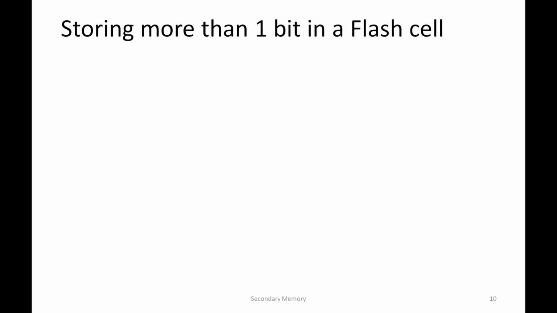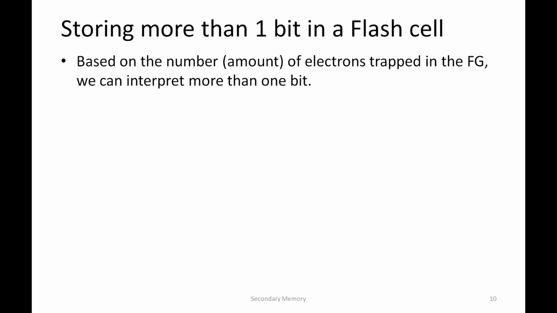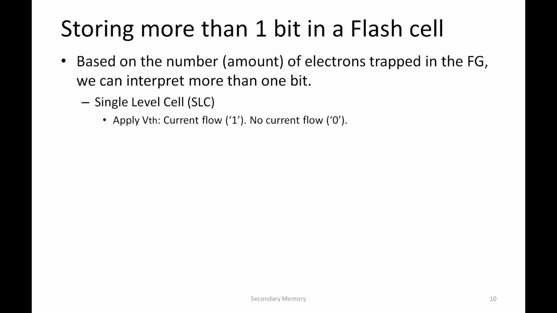There is a facility to store more than one bit of data in a flash cell. This was not the case for either SRAM or DRAM. Based on the amount of electrons that get trapped in the floating gate and observing the voltage and current, we can interpret multiple bits of data. SLC is what we have discussed so far. There is a single level, it's called single level cell. Basically, we apply the threshold voltage. If there is current flow, then we would say it's 1. If there is no current flow, it would be 0.